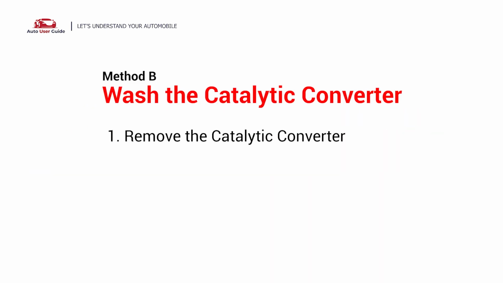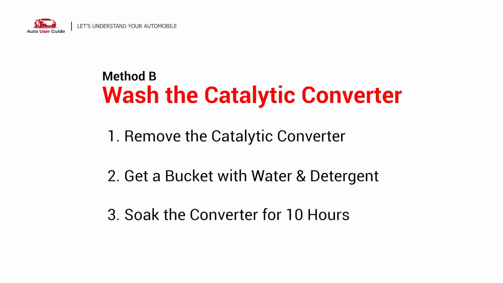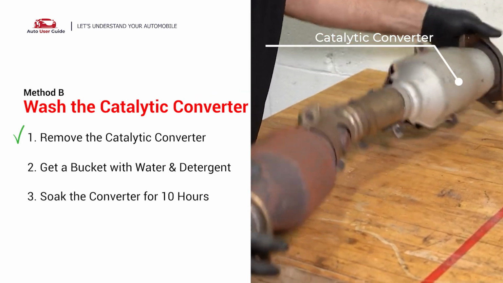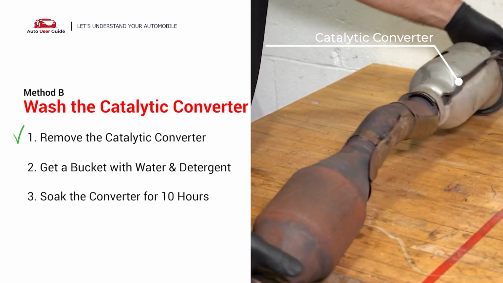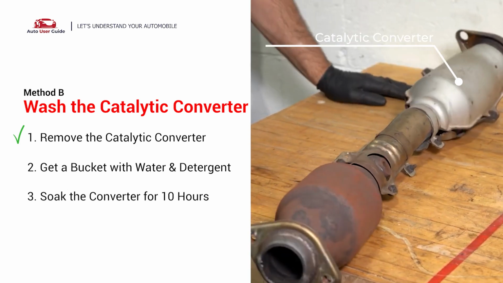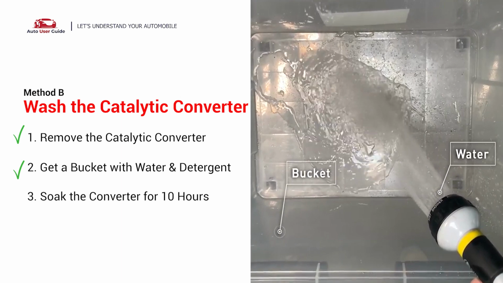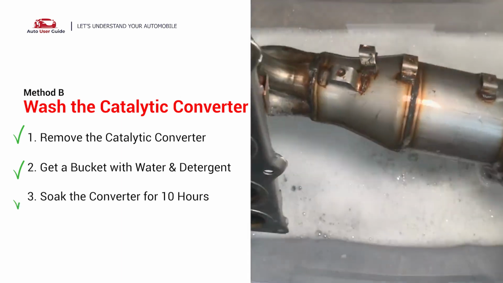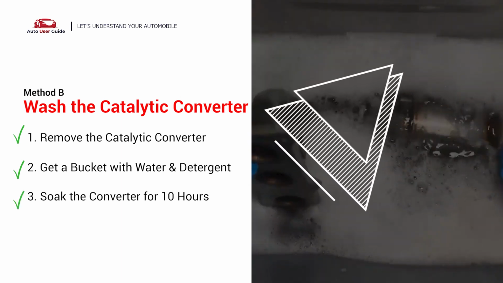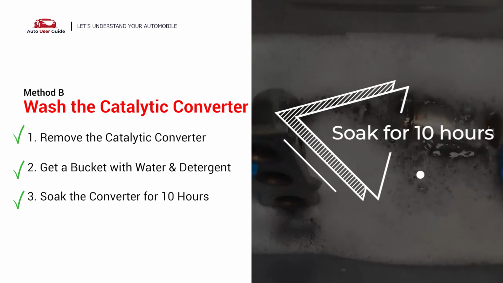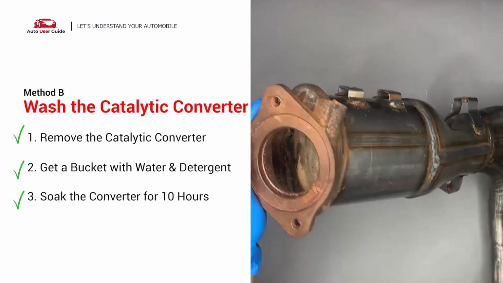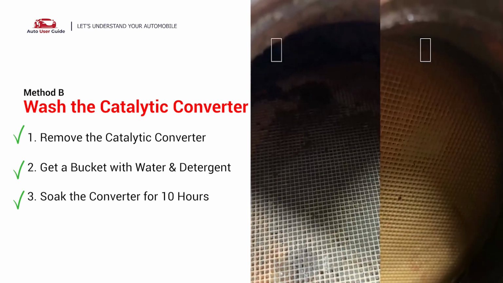Wash the catalytic converter. Now, the first thing you need to do is to remove the catalytic converter from your vehicle. Then take a bucket and put some water and detergent in it. Put the catalytic converter into the solution and soak it for 10 to 12 hours to remove all the crud inside it. Now you see it looks clear and neat.